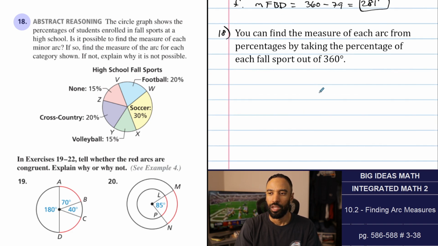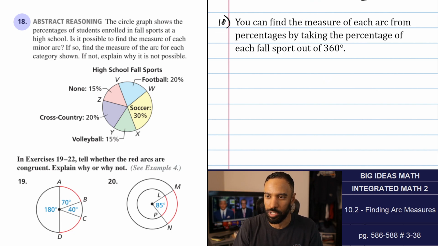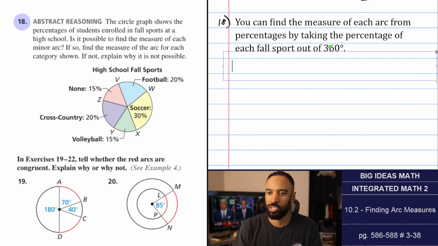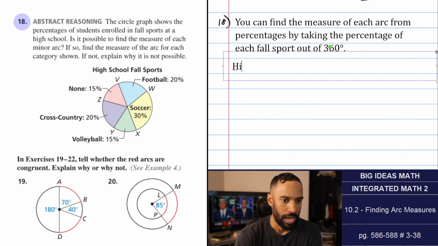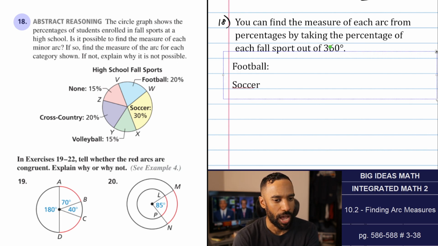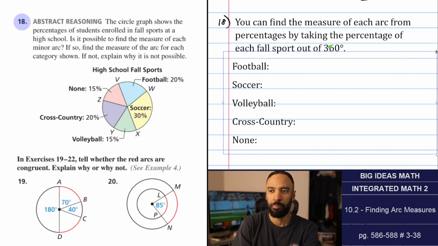Now, taking a percentage is a mathematical thing that we're going to be doing, so let's take a look at what that looks like. I said I was going to type this all. Let's try and keep going with that. Let's have the high school sports: football, soccer, volleyball, cross country, and none.